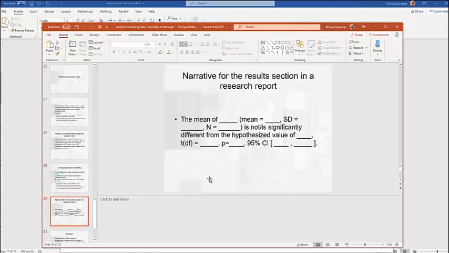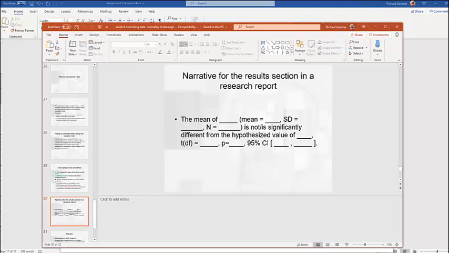And this is how you write it up in APA formatting. The mean of age, mean equals this, and this is wrong. This is wrong. Where did you get this book? Man, what book are you guys reading? It's full of mistakes.